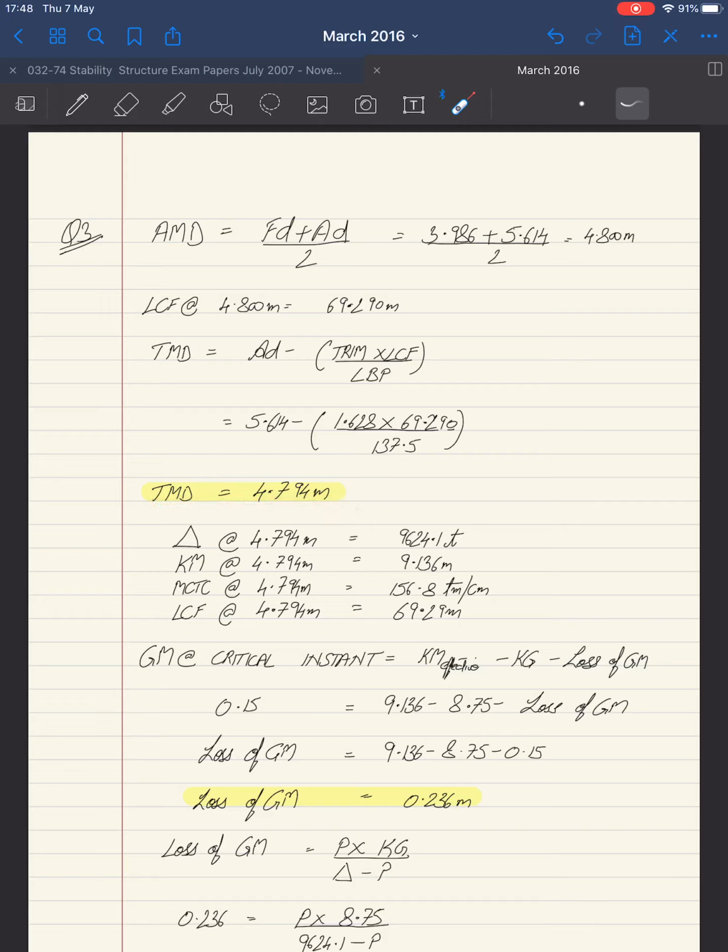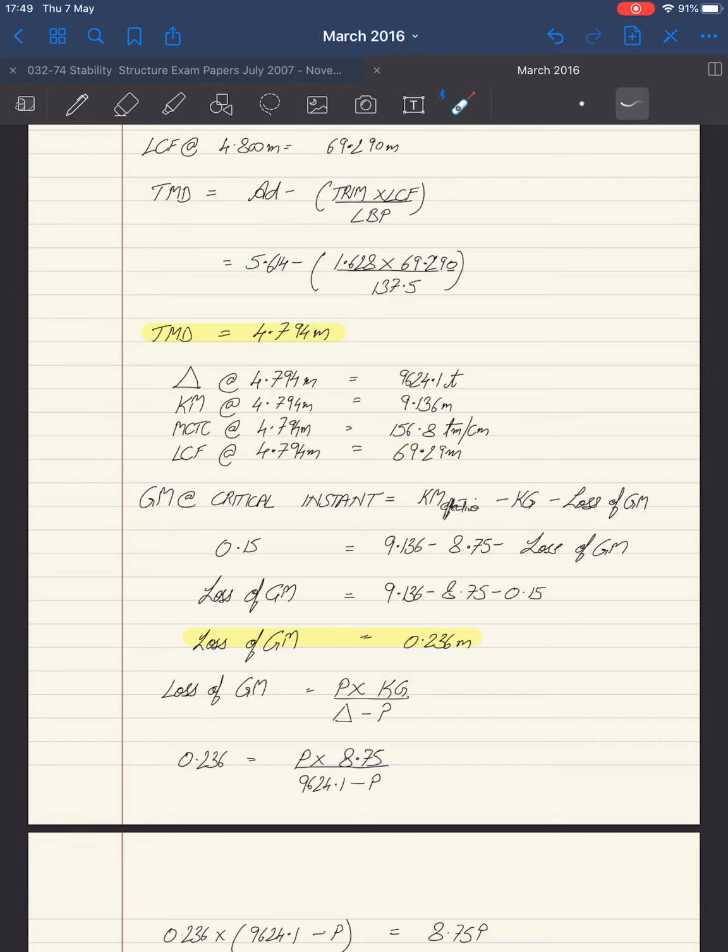So by doing the interpolation, we found the displacement at 4.794 meters as 9624.1 tons, the KM at 4.794 meters as 9.136 meters, the MCTC at 4.794 meters as 156.8 tons meter per centimeter. LCF at 4.794 meters equals 69.29 meters.